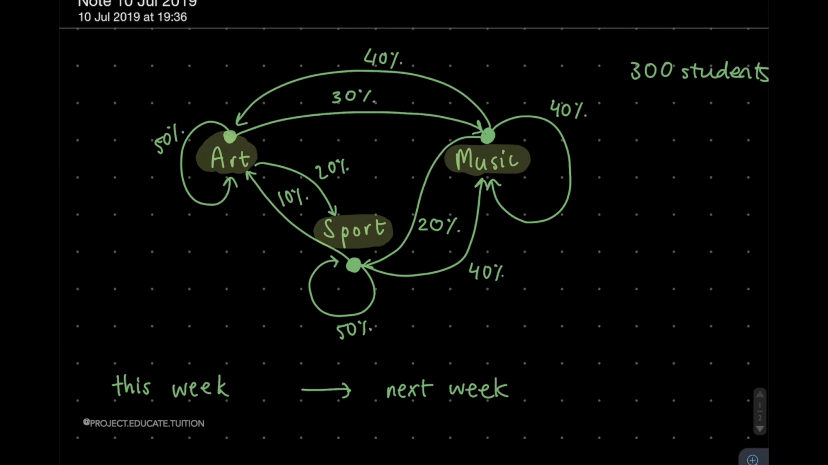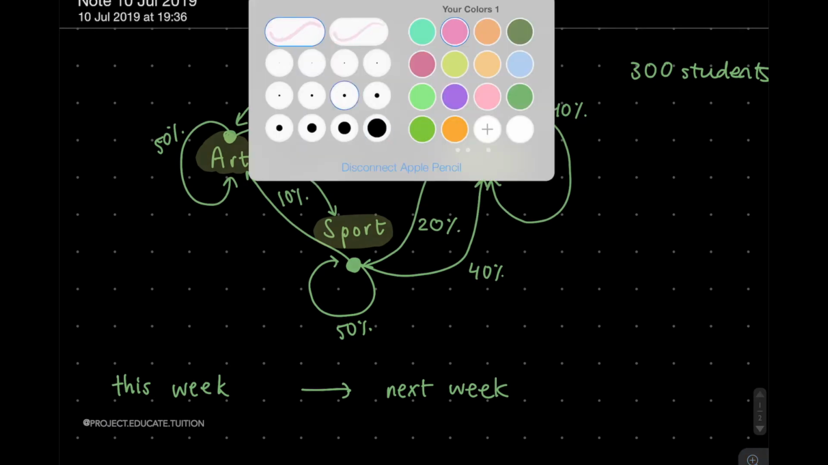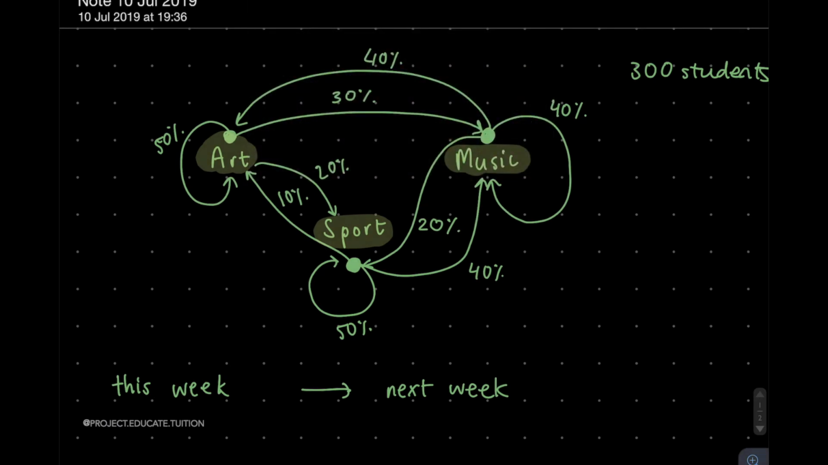Okay, so firstly let's have a look. We'll get a different colour first to demonstrate this. So this week, one student picks art. There is a 50% chance that next week they will also pick art, okay? Now, this week, one student picks sport. There is a 50% chance that next week they may choose sport. And then music. So this week a student picks music. There is a 40% chance that they might pick music again.